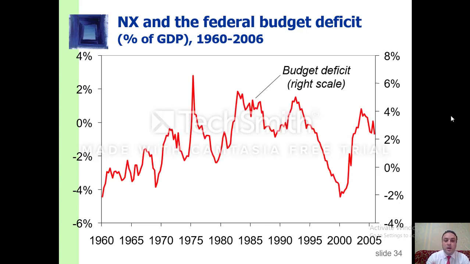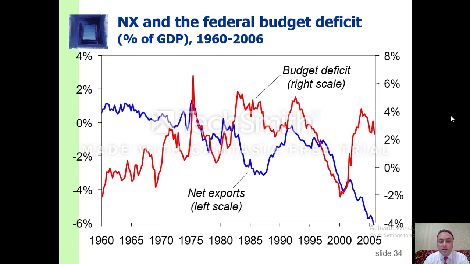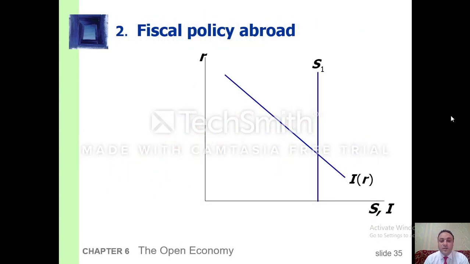The net exports and the federal budget deficit in the United States as a percentage of the GDP in these several years. We can see the budget deficit curve is increasing upwards. Maybe there are some fluctuations in the short run, but in the long run, it is increasing upwards. And negatively, we can see this curve of the net exports, which is sloping downwards for the long run. This is for the fiscal policy at home.